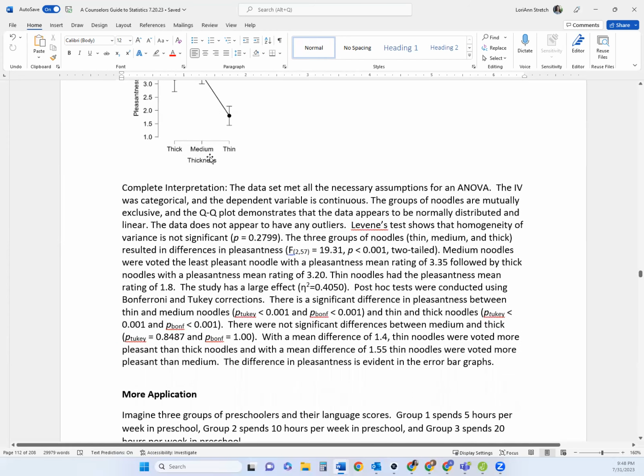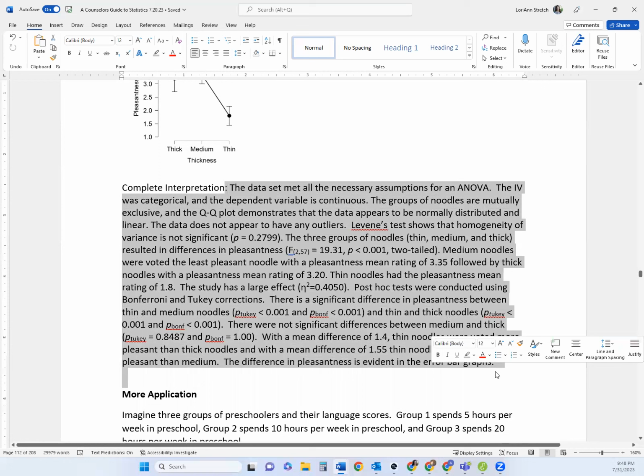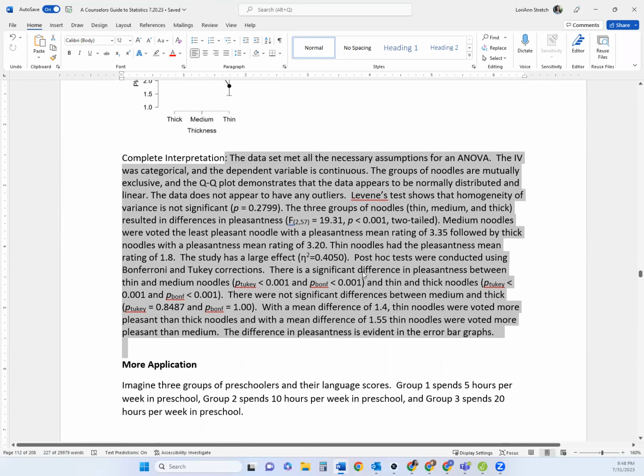So here's all of that put together. This is my interpretation for the ANOVA. So I've gone through and done my assumptions. I've reported my results. I've reported the effect size, and then I've reported the post hoc. All right. So join me for the next tutorial where we'll look at 3 groups of preschoolers and their language score.